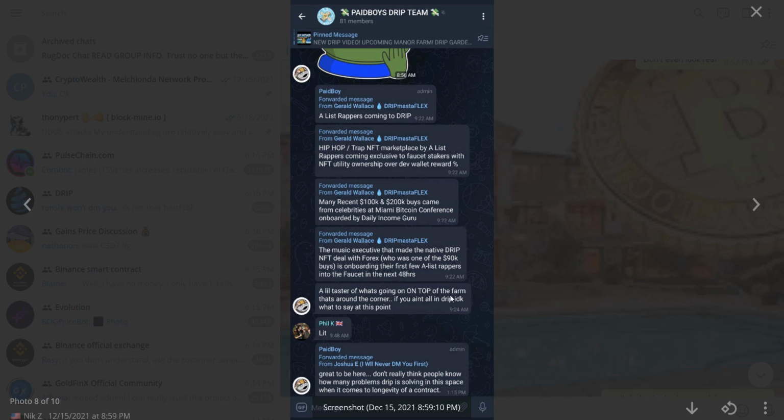So on top of the farm just recently launched, there's a lot of promotion going on. Plus this is just basically hearsay inside the main Telegram of Drip. There is an official announcement put out by the dev related to BetFury. Let's take a look at that.